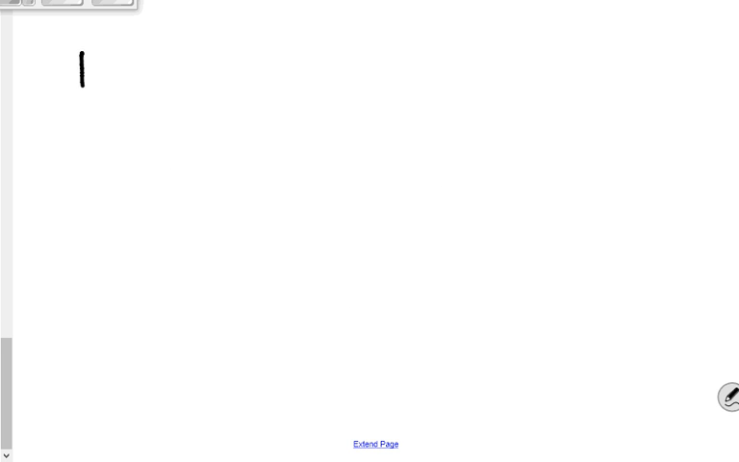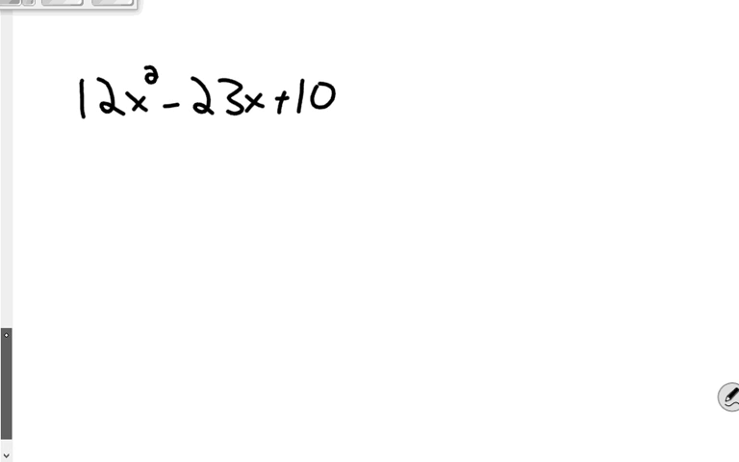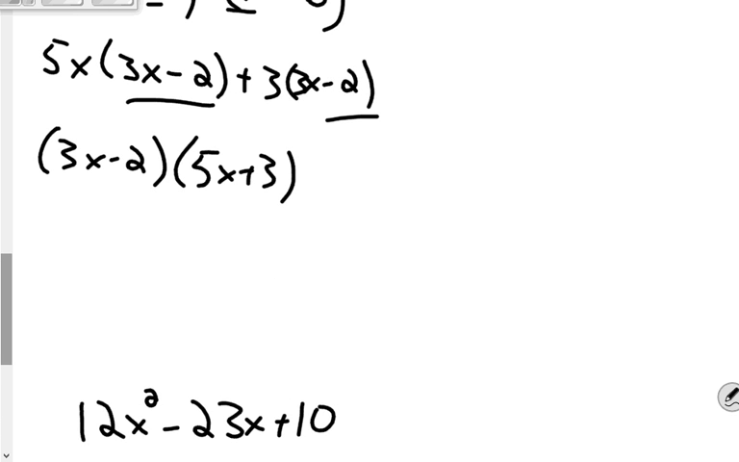Let's try another one. Boom. This one, though, I'll do this one with guess and check, just to show the difference between the two. Yeah, what was the final answer? Oh, sorry, yeah. So my final answer is this guy here, 3x minus 2.